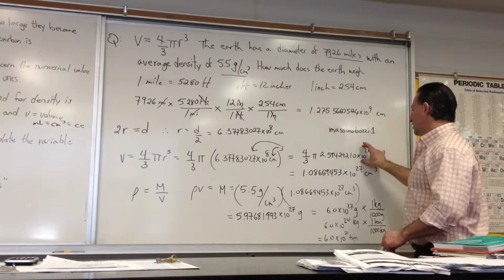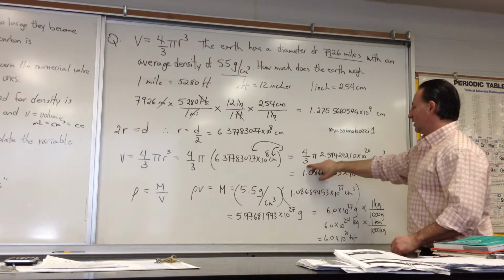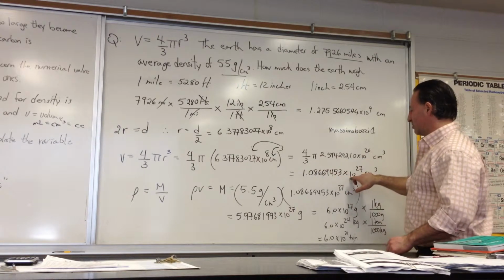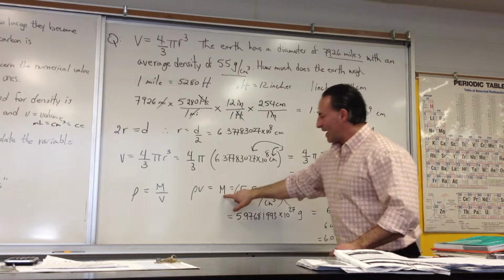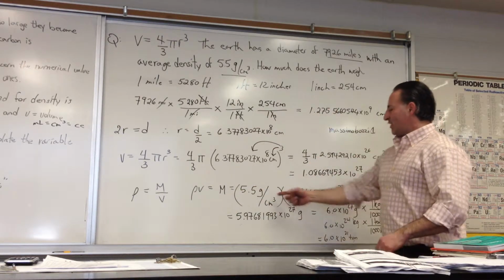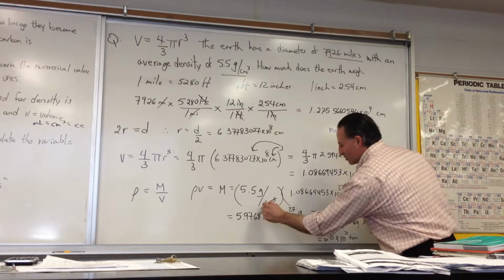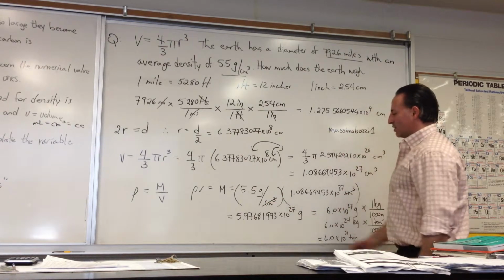Sorry, the volume of the Earth is not this number. This is the volume of the Earth. After you multiply by 4 over 3 pi, you get the volume of the Earth. Then you take this number, put it into the equation which we've isolated for mass, times 5.5 grams per centimeter cubed. The centimeters cubed cancel, and you get the mass of the Earth in grams.